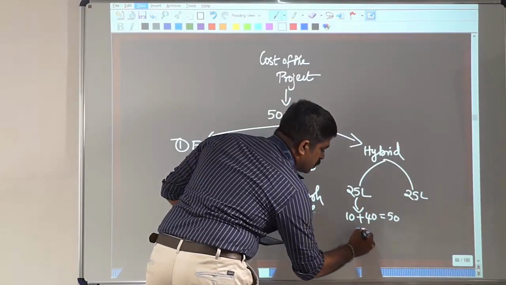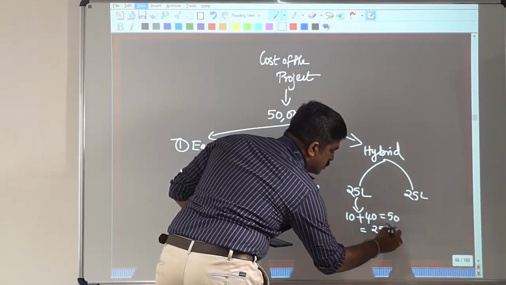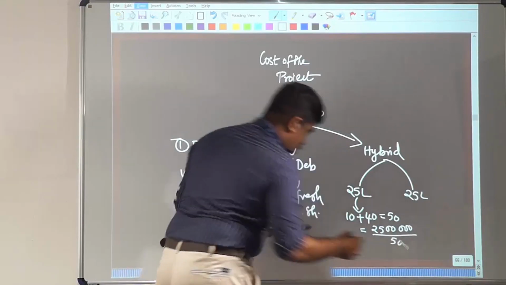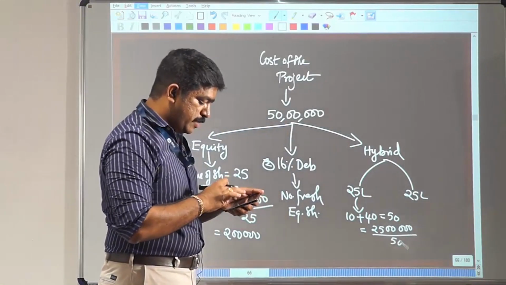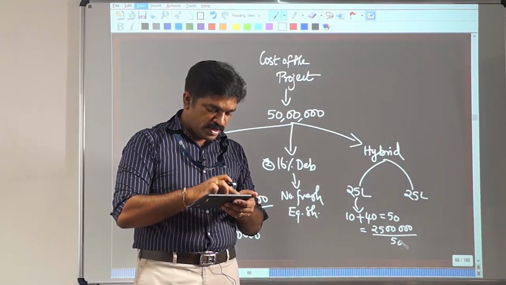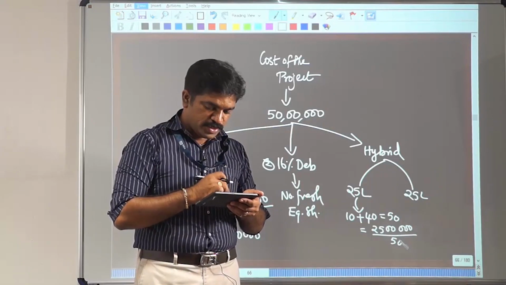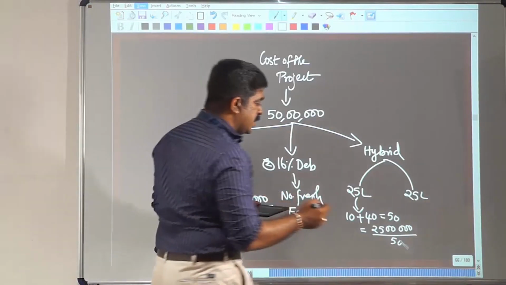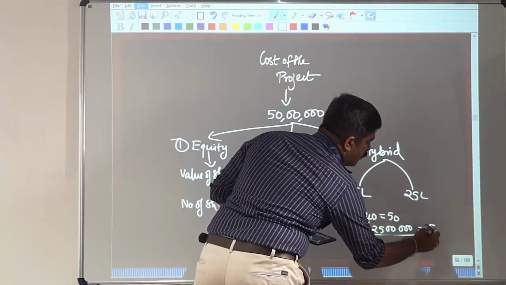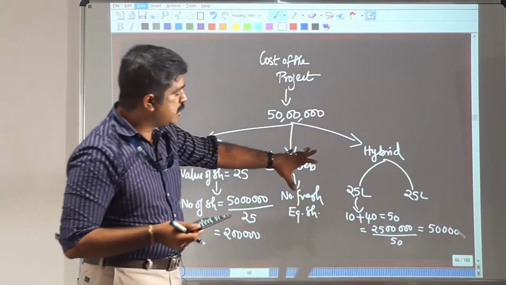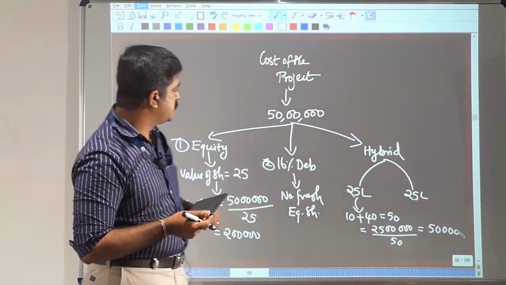Okay, so what is the number of shares? Number of shares is nothing but 25 lakhs divided by 50. Let me see how many shares we have. If you go for the third option, the number of shares is 25 lakh divided by 50, which means 50,000 shares have to be issued. So if you go for the third option, additional 50,000 shares have to be issued.